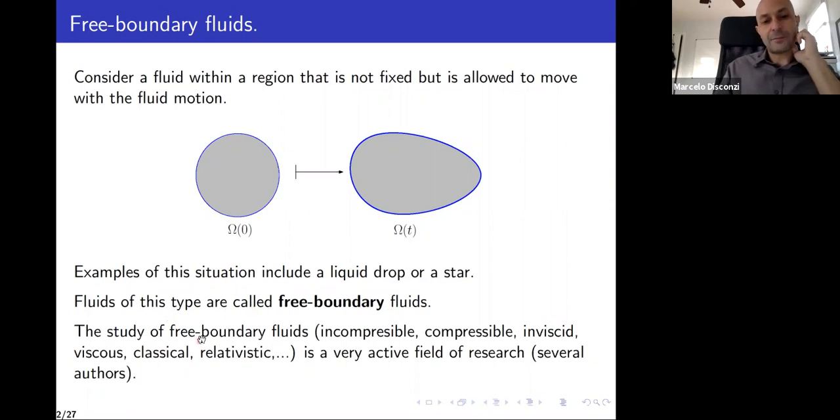And right away, let me make a little apology: the study of free boundary fluids is a wide and active field of research. So I cannot give credit to all the people who did important work in the field. When I do a literature review, I'm going to restrict myself to works that deal directly with the relativistic Euler equations, which is what we are going to be discussing here.